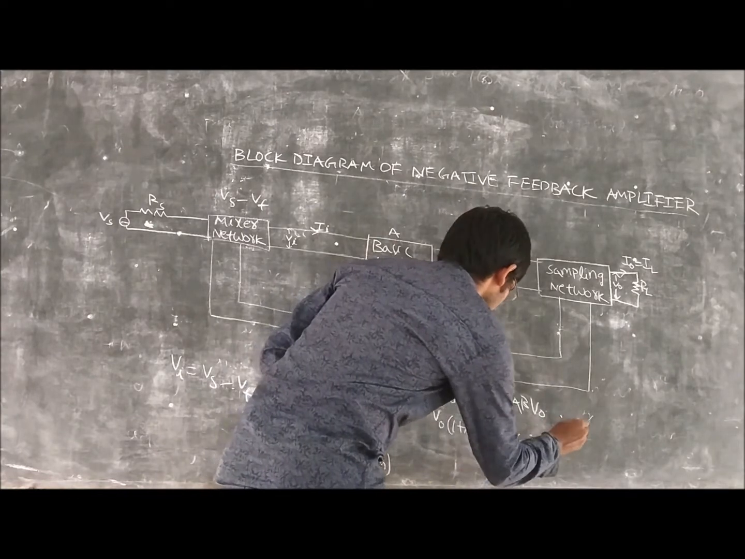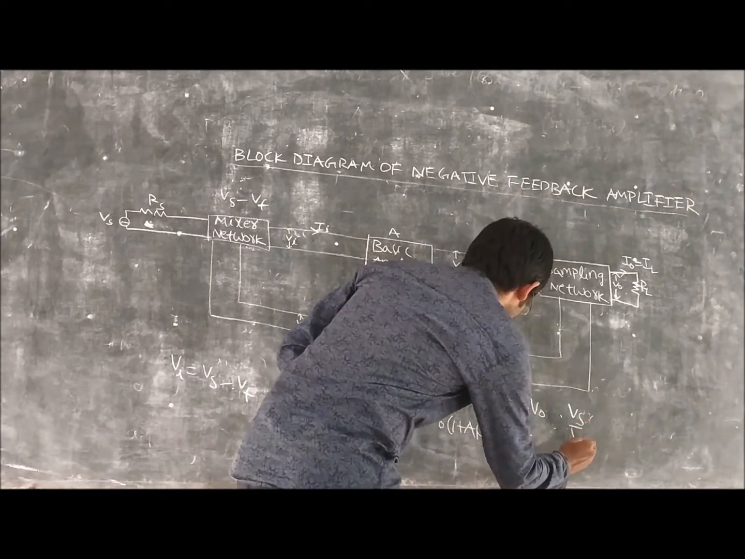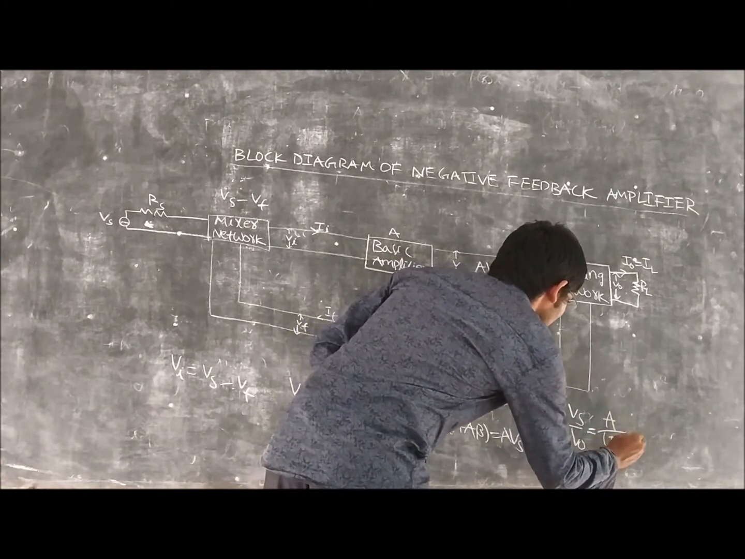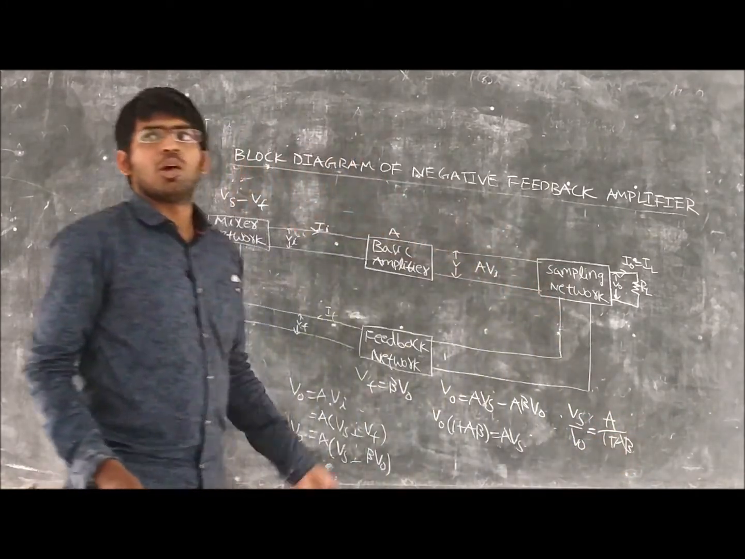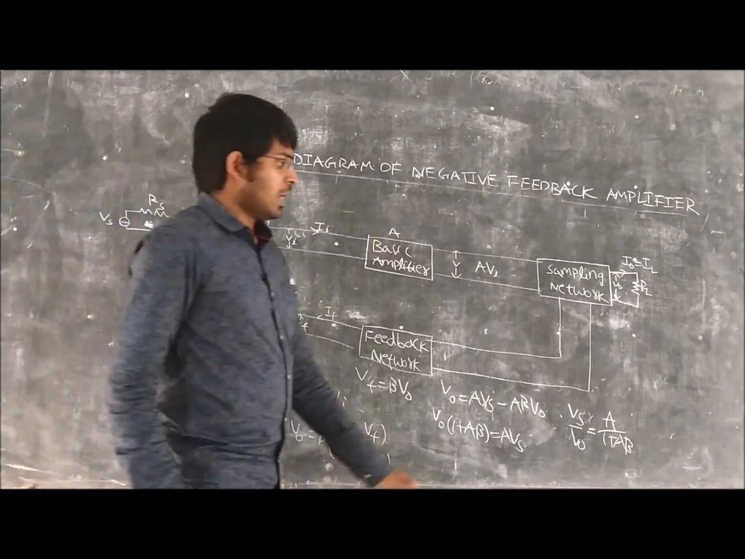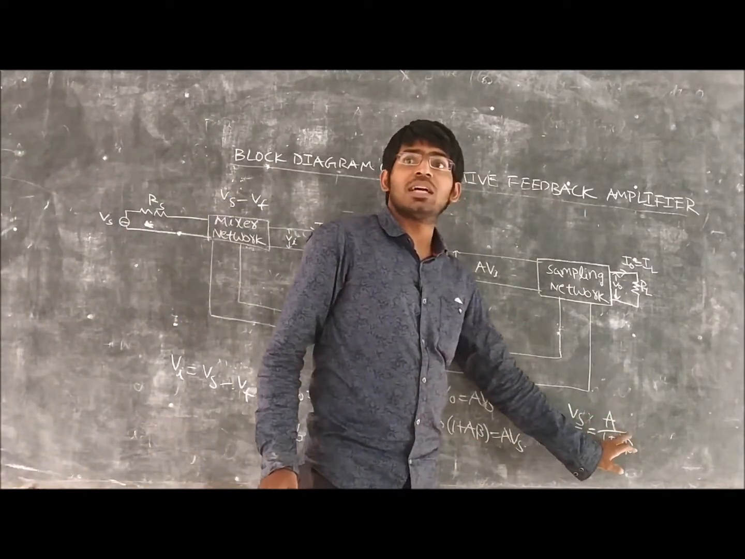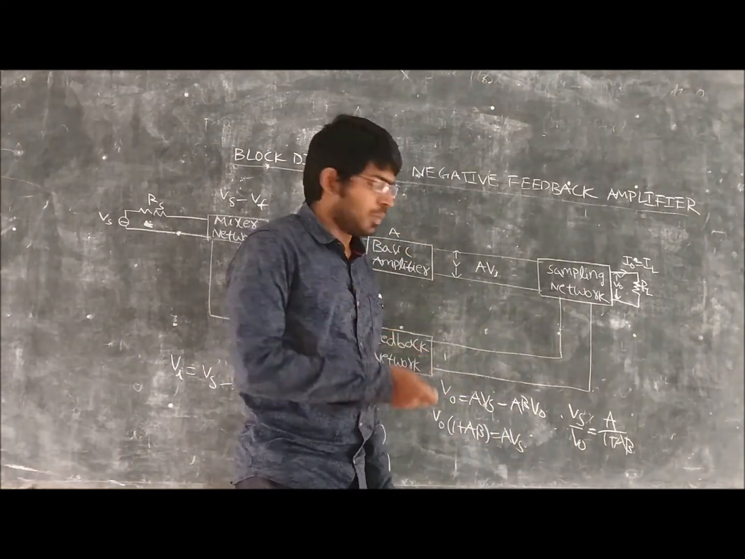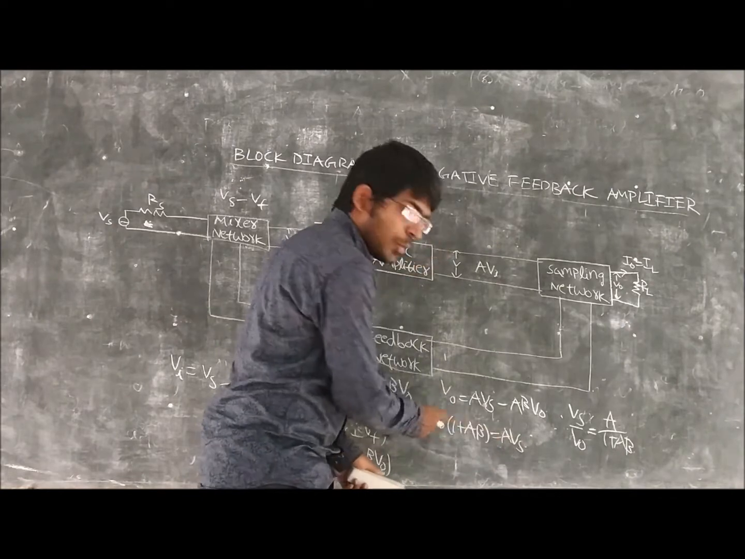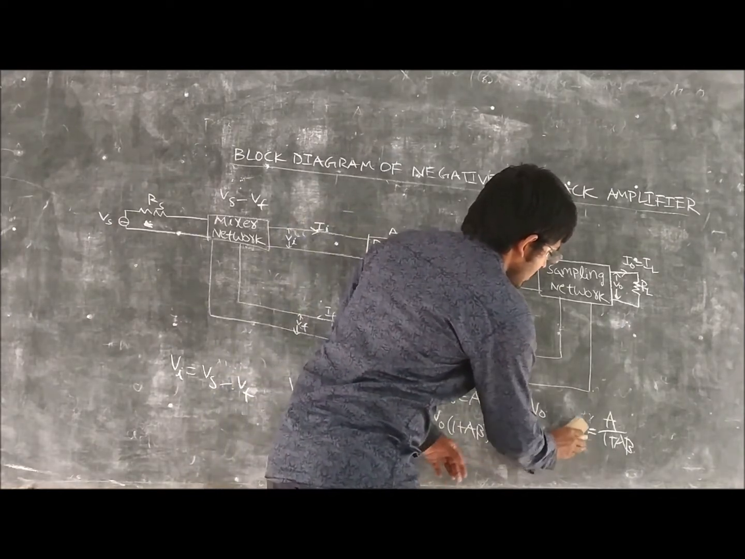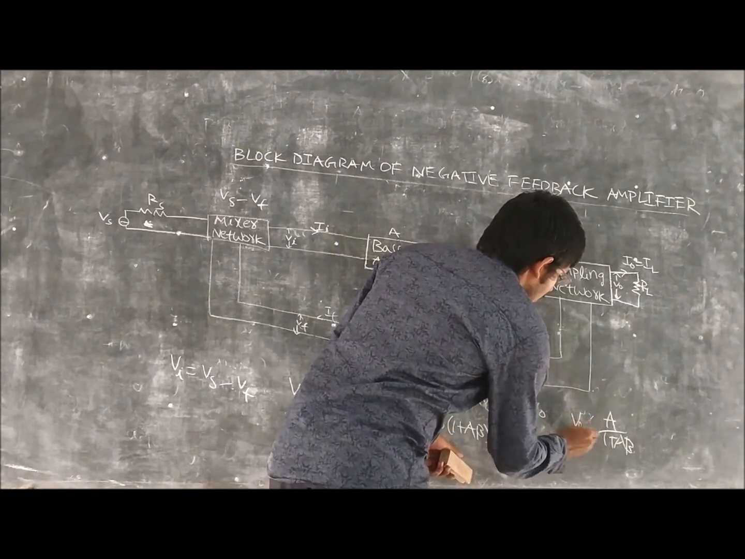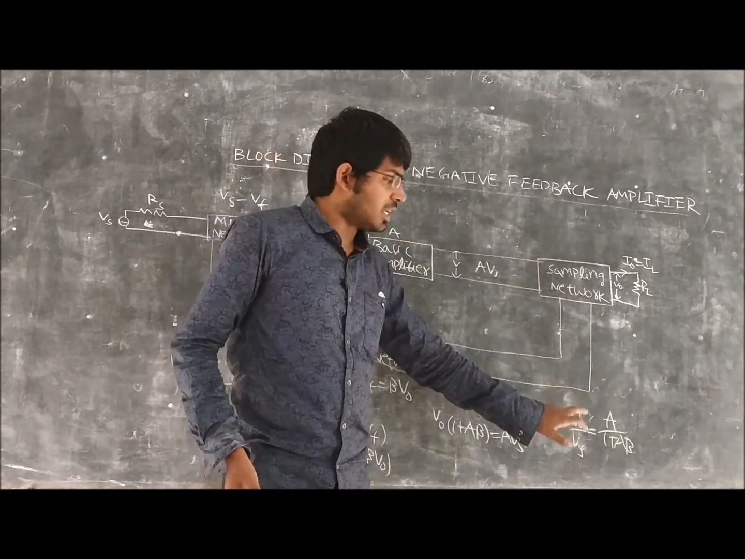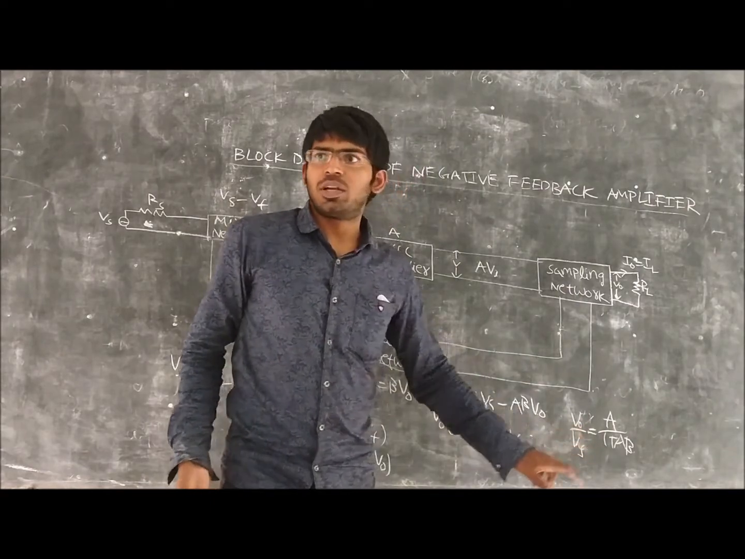Therefore, V0 by Vs is equal to A by 1 plus A beta. In the last step we made a small mistake here; this is V0 by Vs. Now V0 is the output voltage and Vs is the source voltage.